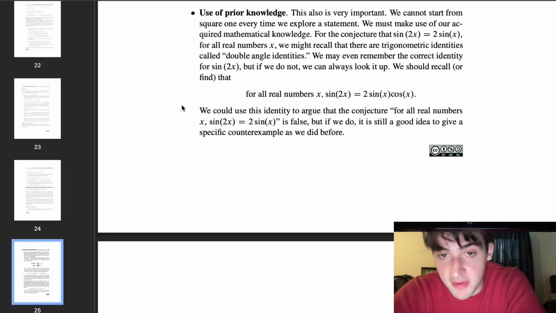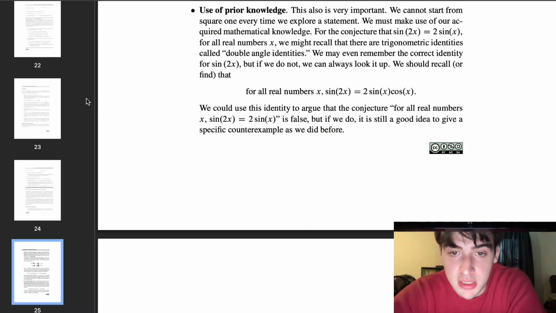We should recall or find that for all real numbers x, sine 2x equals 2 sine x cosine x. We could use this identity to argue that the conjecture for all real numbers x, sine 2x equals 2 sine x is false, but if we do, it is still a good idea to give a specific counterexample as we did before.